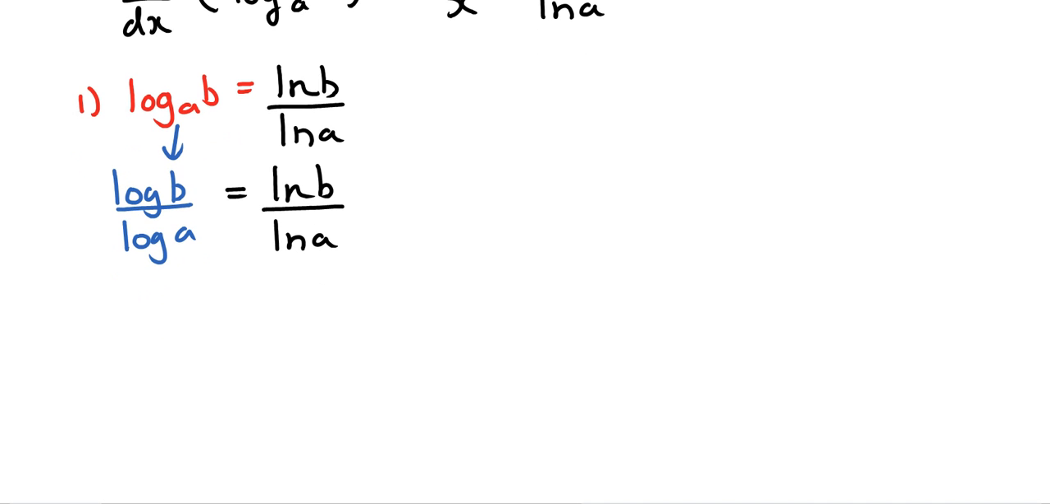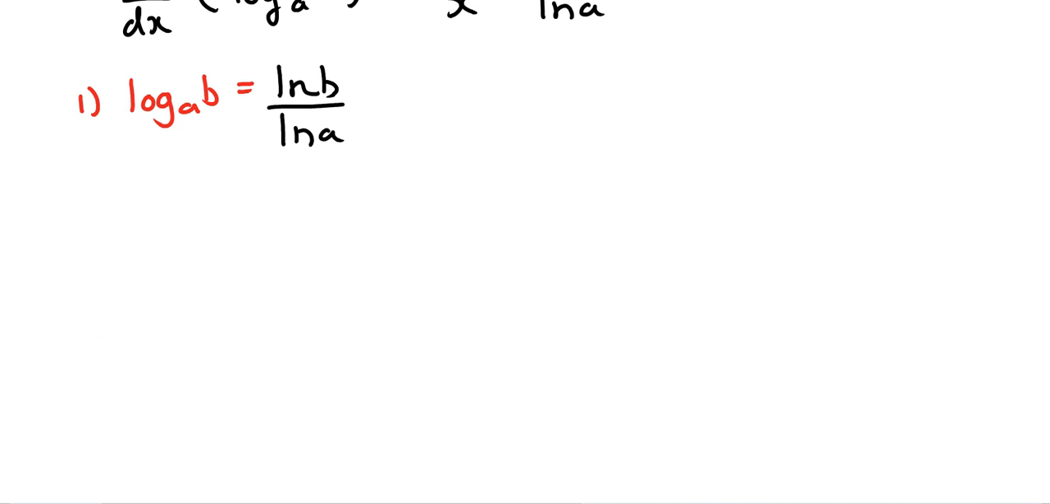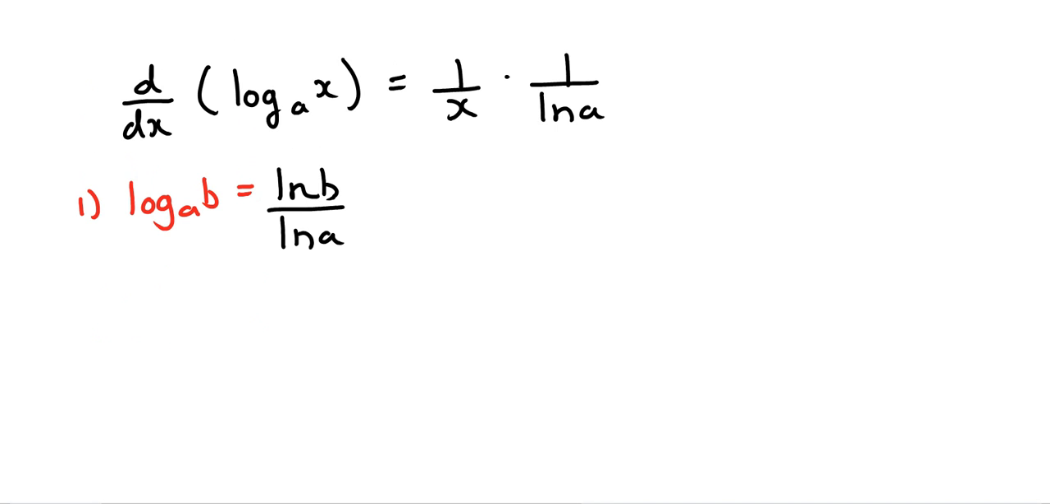And if you don't believe me, all you have to do is go to your calculator and do log 2 divided by log 4, and if you do ln 2 divided by ln 4, I guarantee you will get the same numerical answer. So this is one identity that we need to use for this proof here.